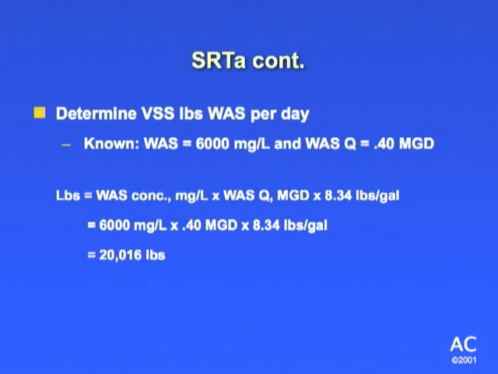Then we have to determine your TSS, in which case we should be saying VSS, of the WAS. Let's say your WAS is 6,000 milligrams per liter concentration, and its flow is 0.40. Your pounds would be WAS concentration in milligrams per liter, 6,000, times the flow, in other words how much you're wasting, times 8.34. We got 20,016 pounds of WAS.